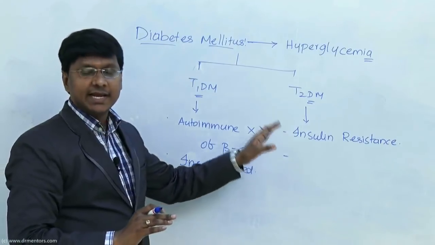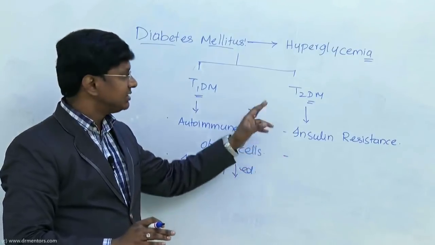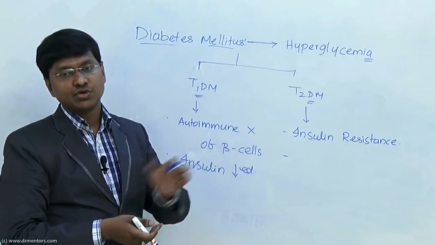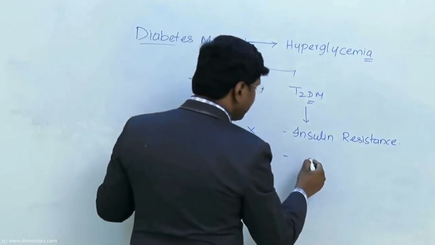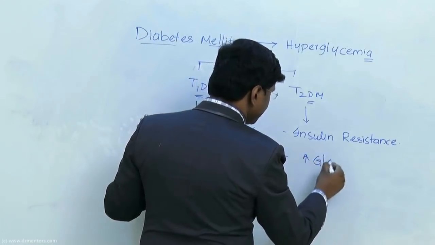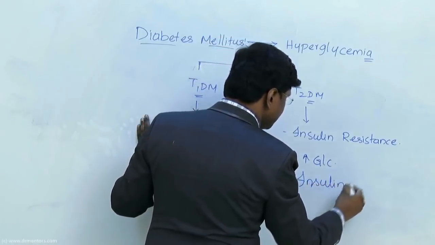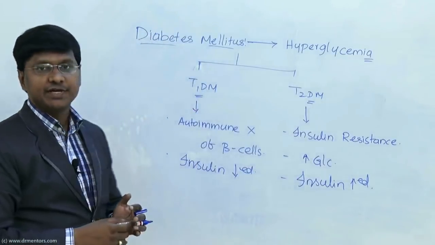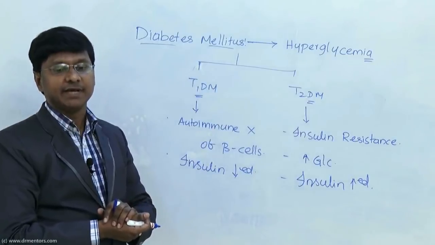At the point of the target organs, patients with type 2 diabetes mellitus will have insulin resistance, and thereby the glucose will not enter into the cells. So that will be characterized by hyperglycemia. But here, the insulin levels are very much increased in these patients with type 2 diabetes mellitus. So these are mainly the two forms of diabetes mellitus.